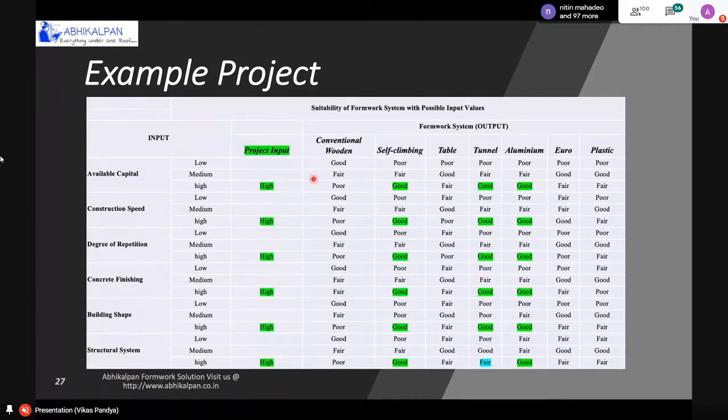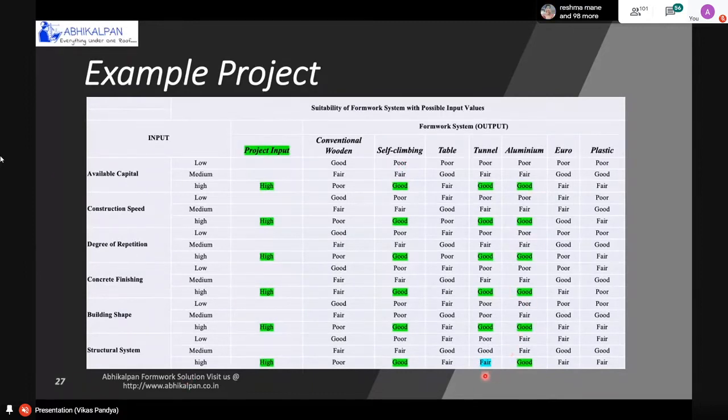So with these input variables, when we consider our output, we are getting 2 best formwork systems: the self-climbing formwork system and the aluminum formwork system. For both we are getting the maximum of 18, and the next best suitable is a tunnel formwork. Why?